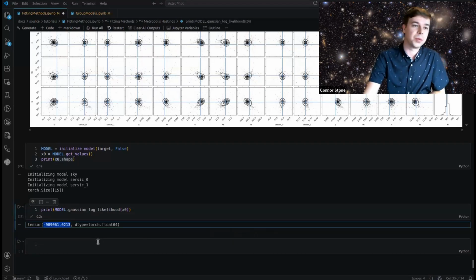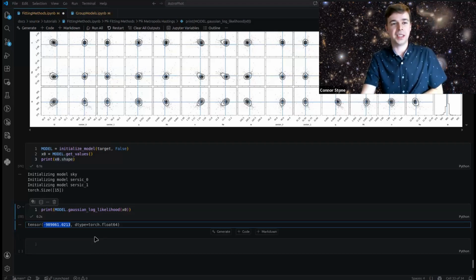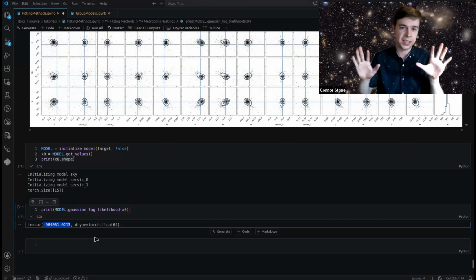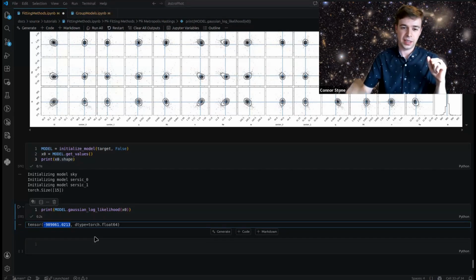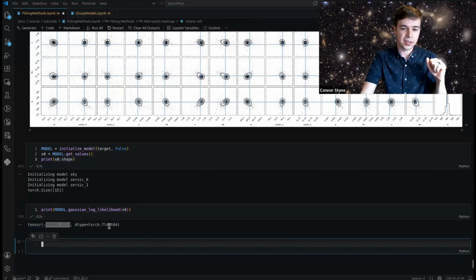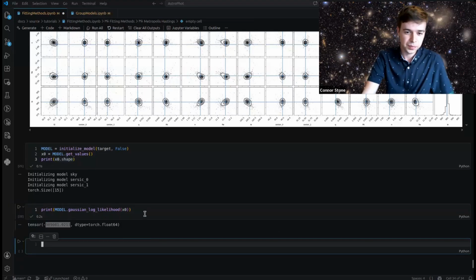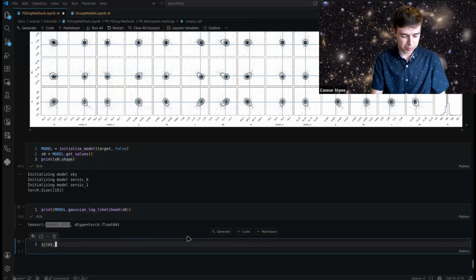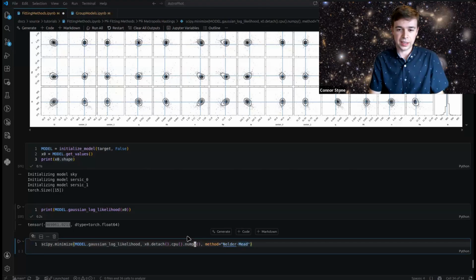So this is negative 0.5 times the sum of the residuals squared. Now the residuals in this case, I'm talking about the difference between the model and the data divided by the variance. So that's what this number represents here. And so you could very easily imagine setting something like SciPy minimize for the function. You give it model.gaussian_log_likelihood, you give it x naught, and you select some method.